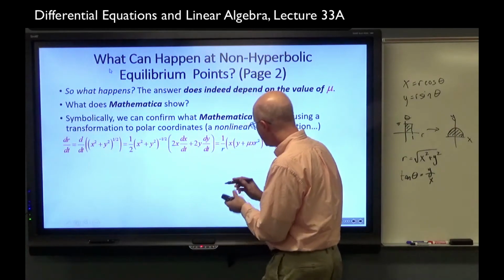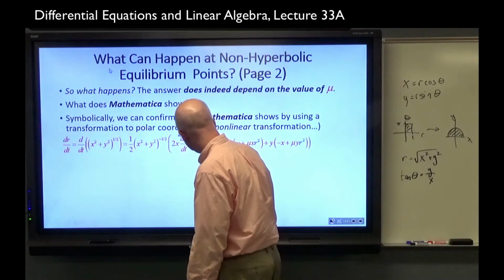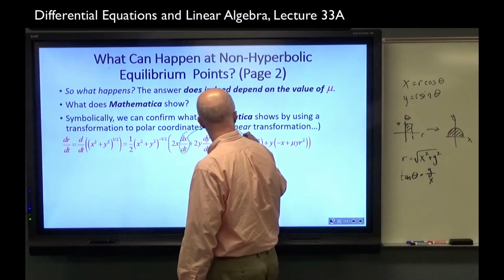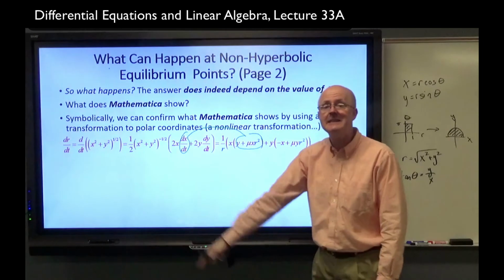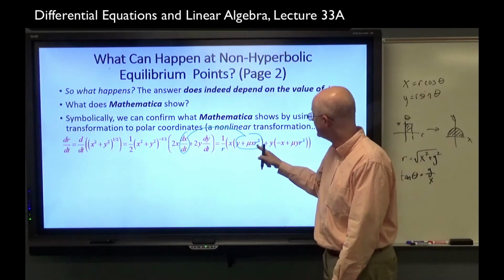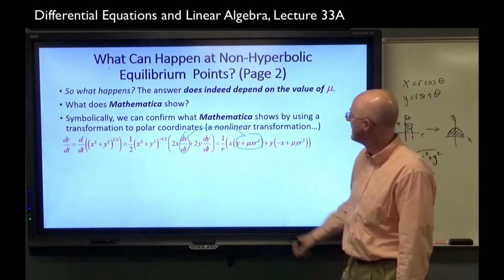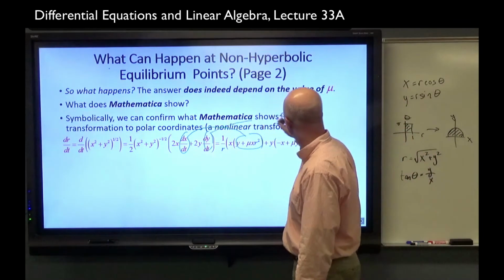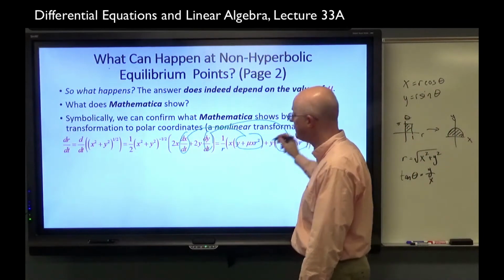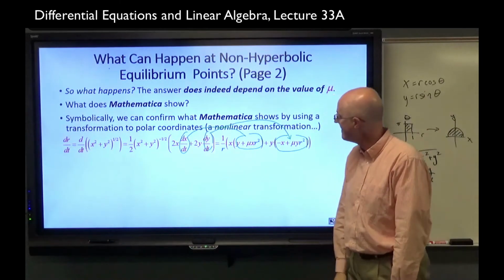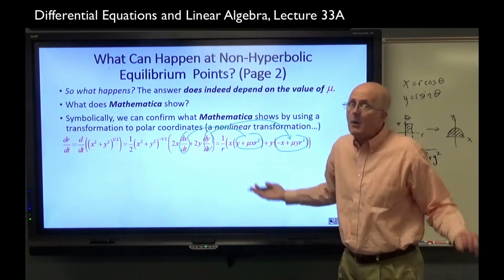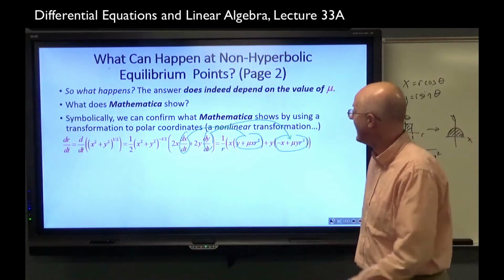I can replace dx dt with this, because that was the dx dt equation from the previous slide. Notice the blue r squared, that corresponded to x squared plus y squared. And dy dt can be replaced by the right-hand side of the dy dt equation from the previous slide. It's not clear that this is helpful, but it actually is almost like magic.